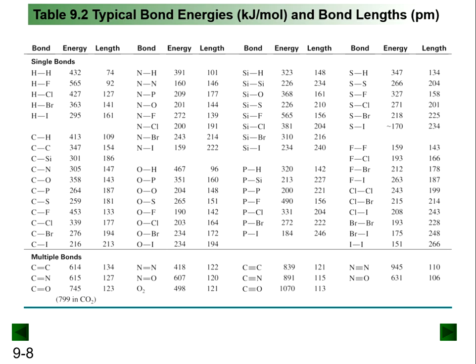And that's usually the case for other sorts of bonds like carbon-oxygen, carbon-nitrogen, carbon-carbon. The double bonds are not twice as strong. They're a little bit less than twice as strong. And we'll see why that's the case when we get to chapter 11.